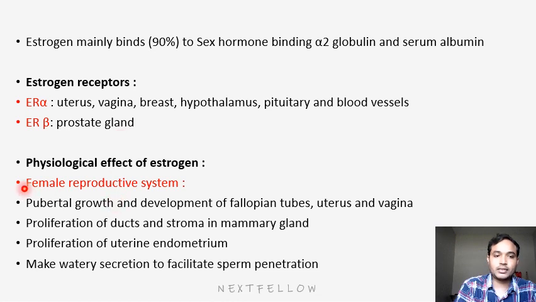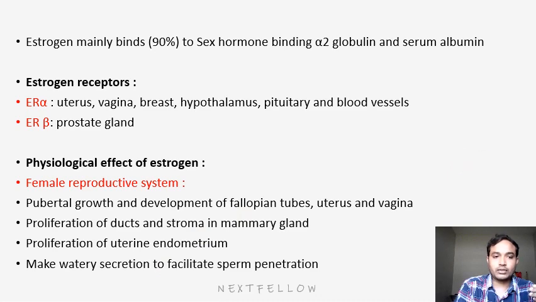Now the following slide, the female reproductive system. What are the physiological effects? First is pubertal growth and development of the fallopian tubes, uterus and vagina. Next is proliferation of ducts and stroma in the mammary gland. Next is proliferation of the uterine endometrium. Next, it makes watery secretions to facilitate sperm penetration. So these are the physiological effects on the female reproductive system.